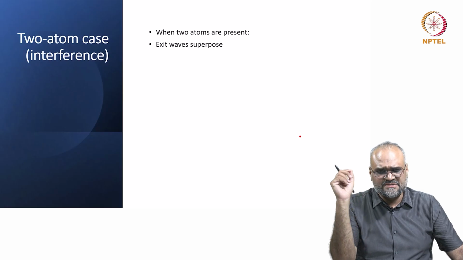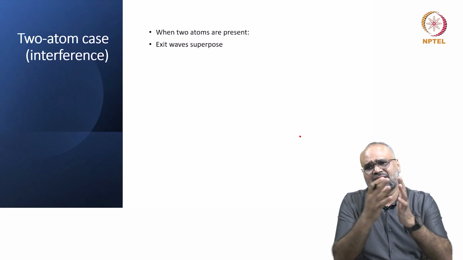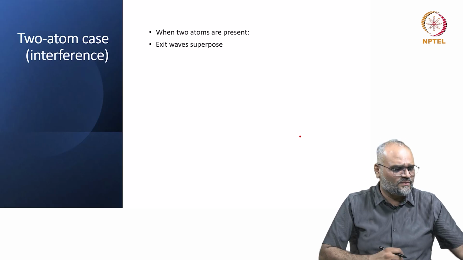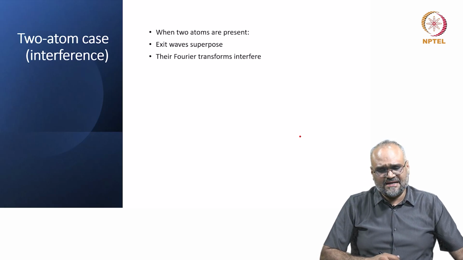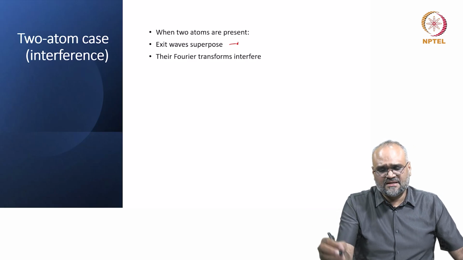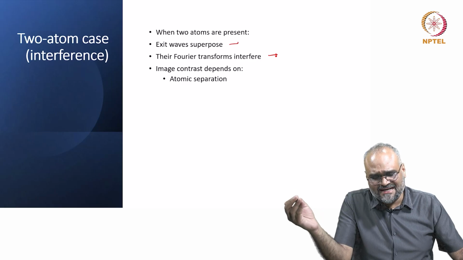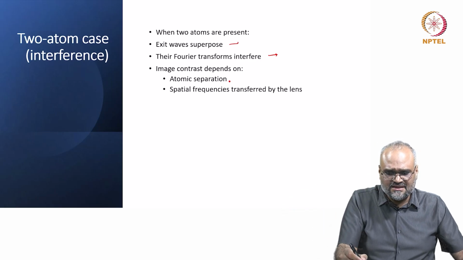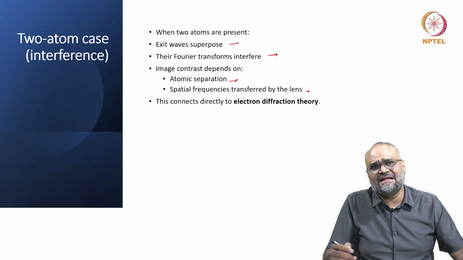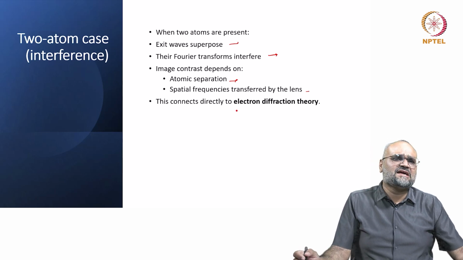So when two atoms are present, the exit waves, you can look at the propagating wave front by the principle of superposition of the waves. If I have the superposition of the exit waves, the Fourier transforms also interfere, and the image contrast then depends on atomic separation, the spatial frequencies transferred by the lens, and also on how the atoms are actually arranged.